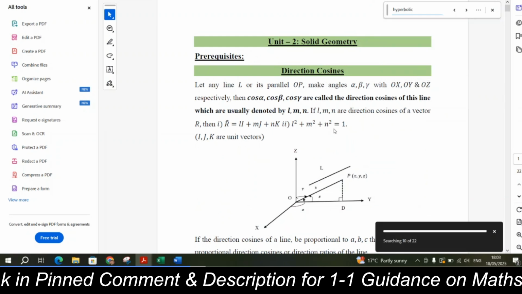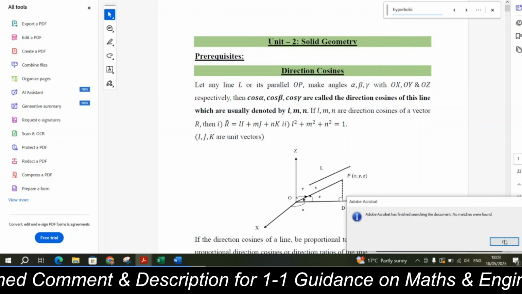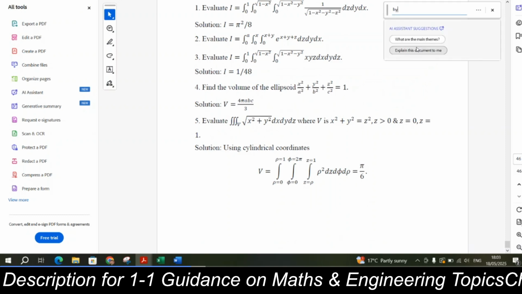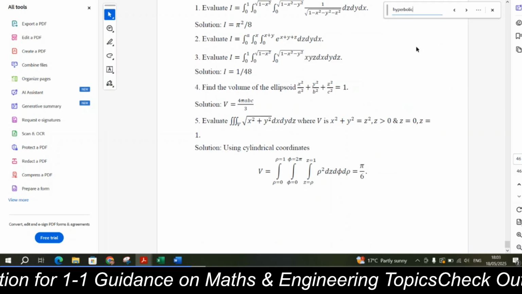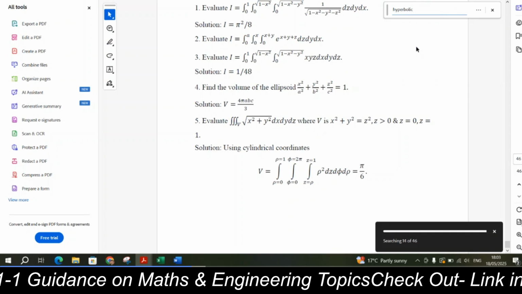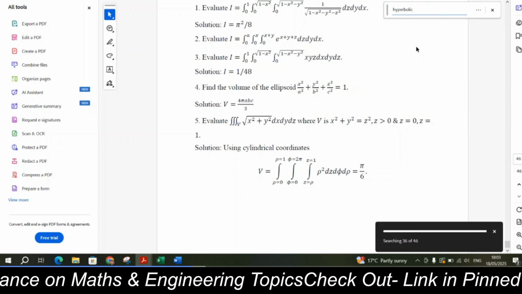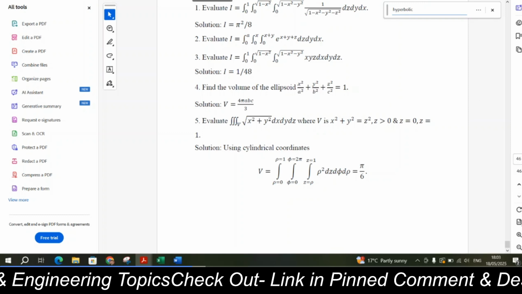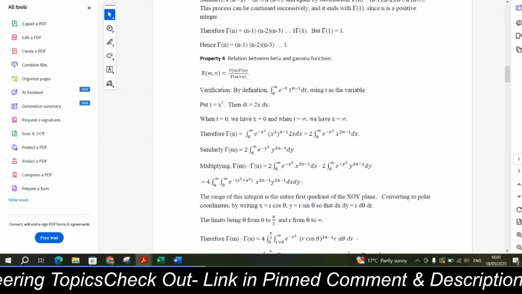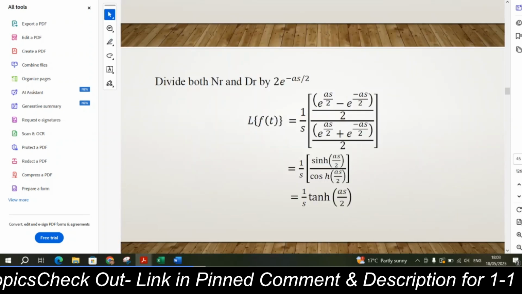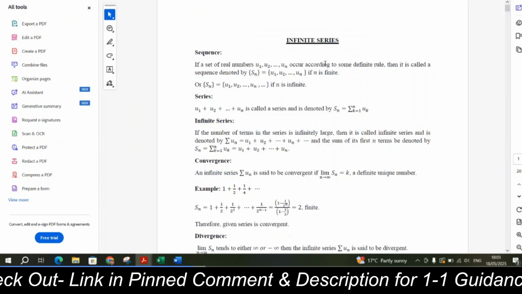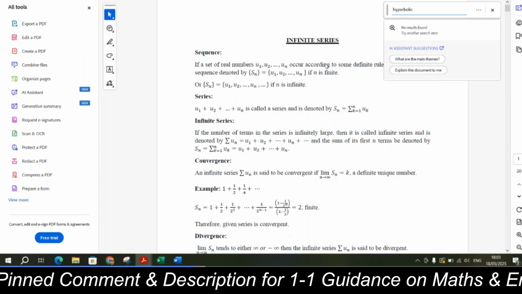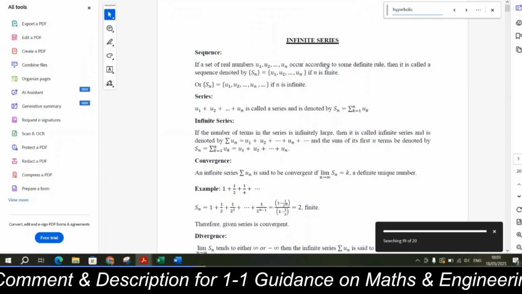It is not a part of solid geometry, as I understand. Then we have multiple integrals, which again does not involve them. Beta gamma also does not involve them. And the last one is infinite series. Infinite series might have hyperbolic functions, but again, that is not where they will be introduced, as per me.